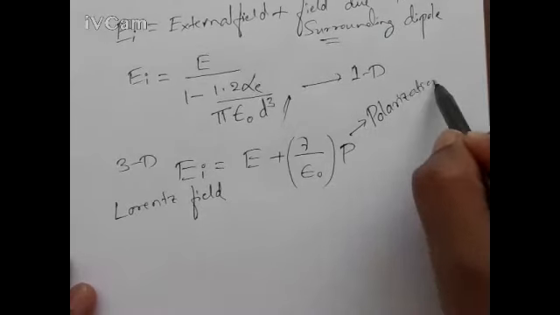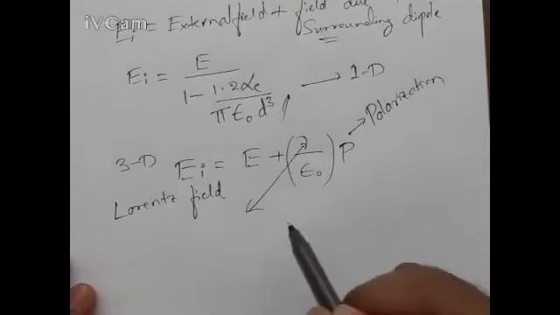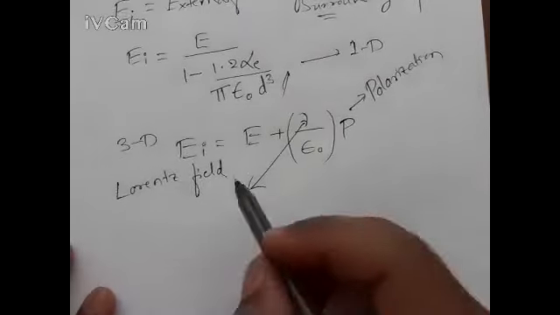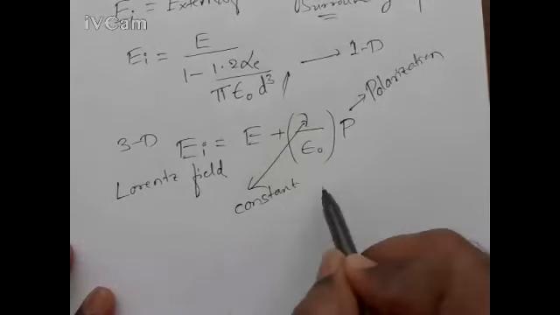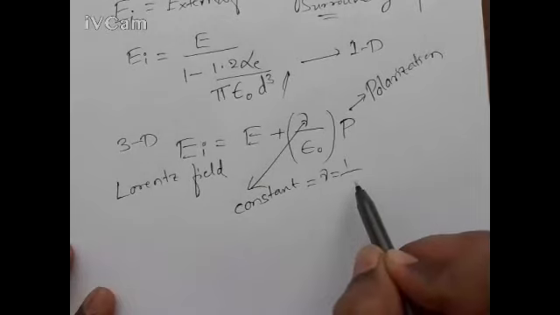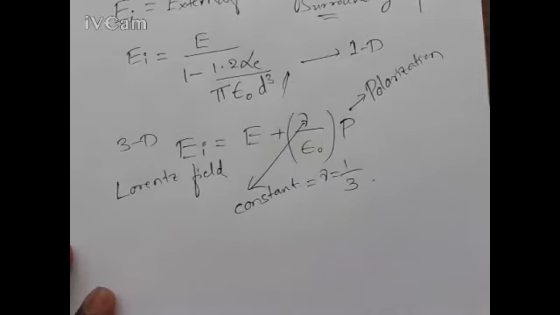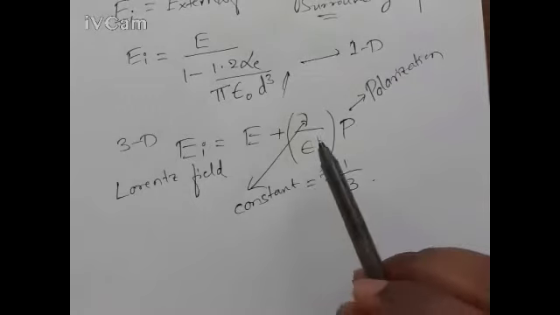Polarization. It is the polarization. And this gamma is the proportionality constant. It is given as 1 divided by 3 for the internal fields. And the remaining all have the usual meaning.